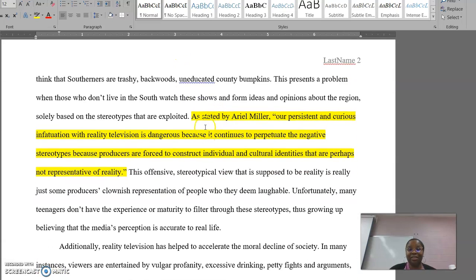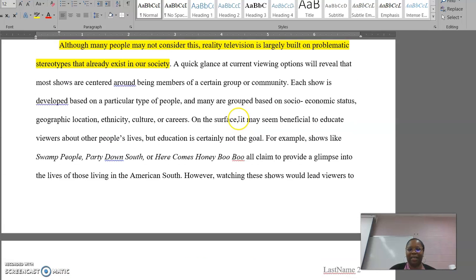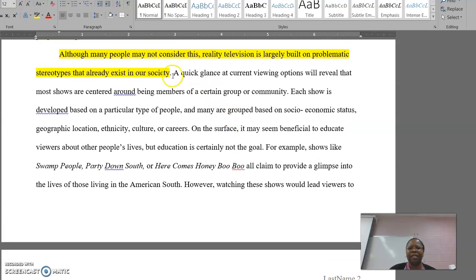Now, to enhance this paragraph, this highlighted portion is a quote from an article written by Ariel Miller. And let's just go back and read through this entire paragraph. So, a quick glance at current view and options will reveal that most shows are centered around being members of a certain group or community. Each show is developed based on a particular type of people, and many are grouped based on socioeconomic status, geographic location, ethnicity, culture, or careers.